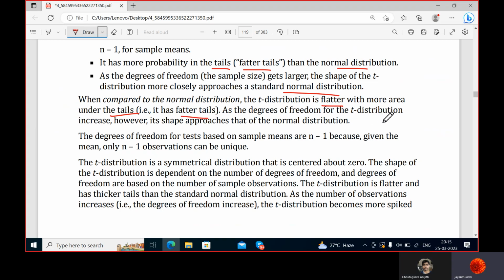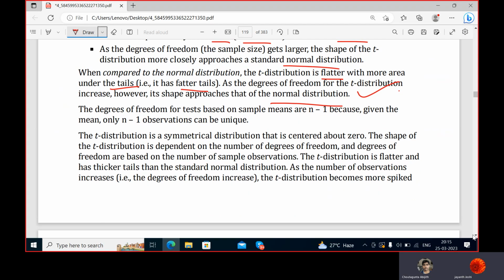As degrees of freedom for the t distribution increase, it approaches the normal distribution, correct? Because the sample size is increasing. Since sample size is increasing, degrees of freedom will also increase. That will make the distribution approach the normal distribution. Fine. I think you have understood the concept very clearly now.